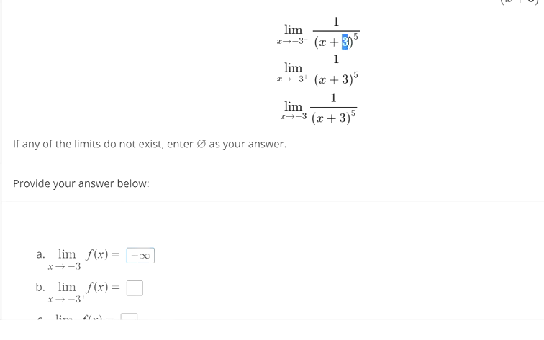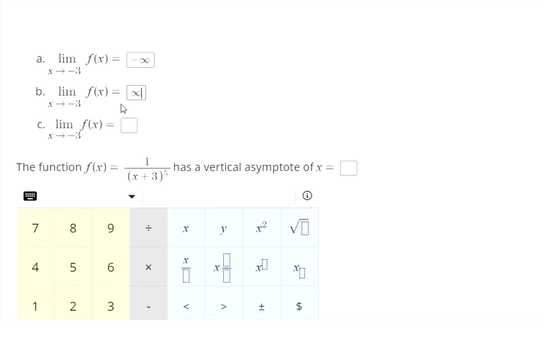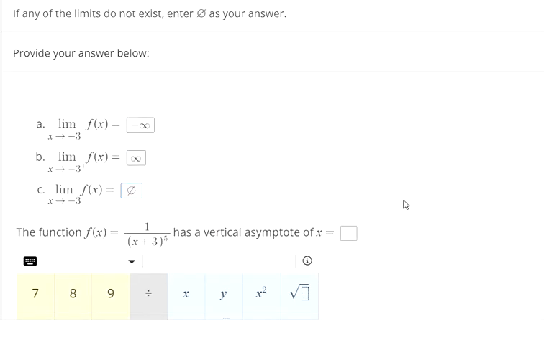-2.9999 plus 3 is 0.001. It's a positive value that's really close to 0. And raise a positive value to the 5th power, well, that's still infinity. The limits do not agree. The limit from the left and the limit from the right are not the same, so this limit does not exist.